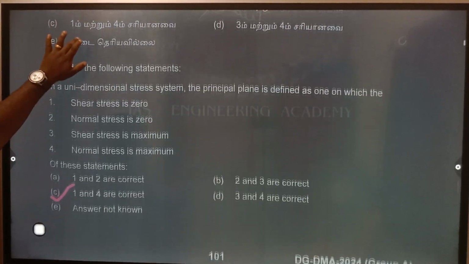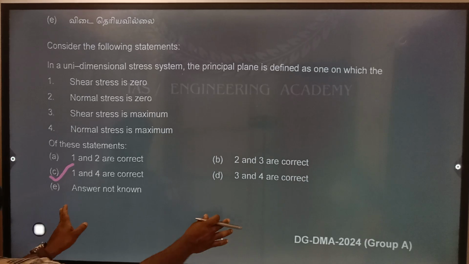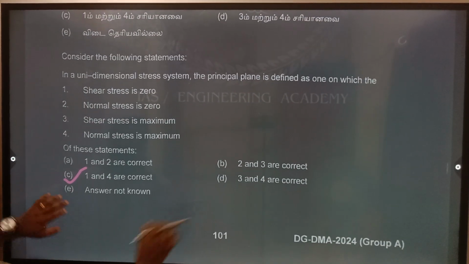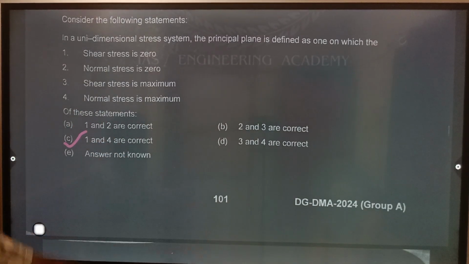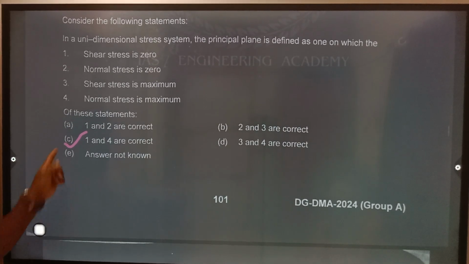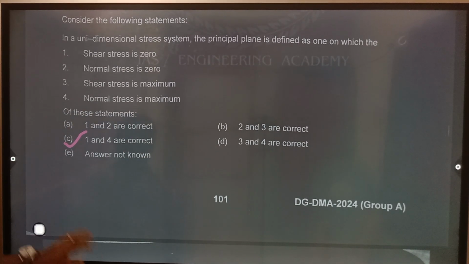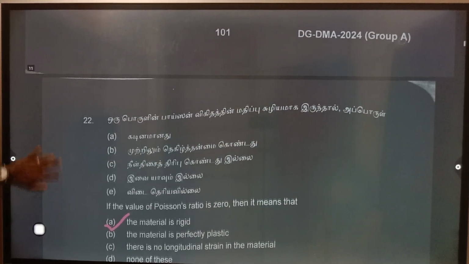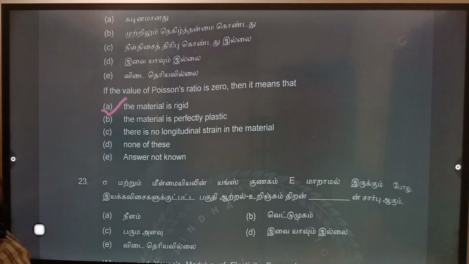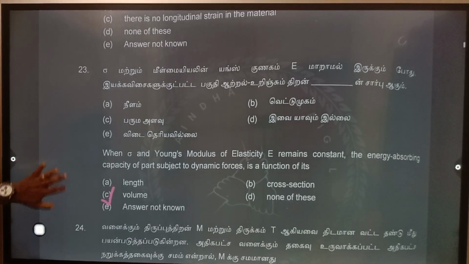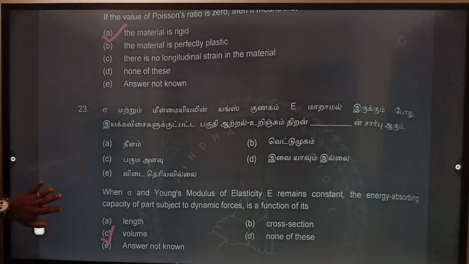21. Unidimensional stress system எப்படி தான் 1 and 4 are correct, means shear stress is 0, normal stress is maximum. Okay, அதுதான் answer. C is the answer. 1 and 4 are correct. Next, 22. Poisson's ratio 0 ana the material is rigid. Okay, lateral strain is 0. Material is rigid. So the answer is A.